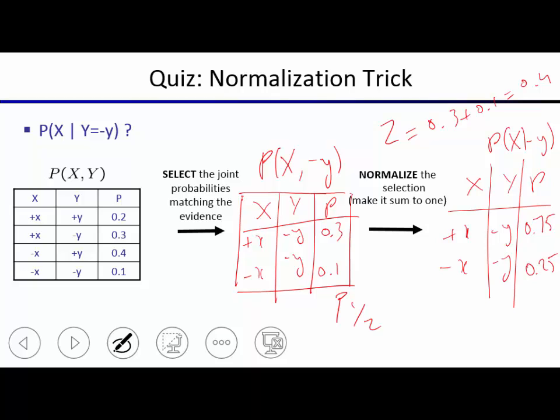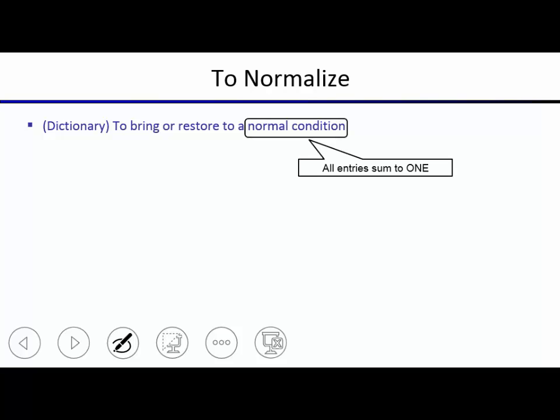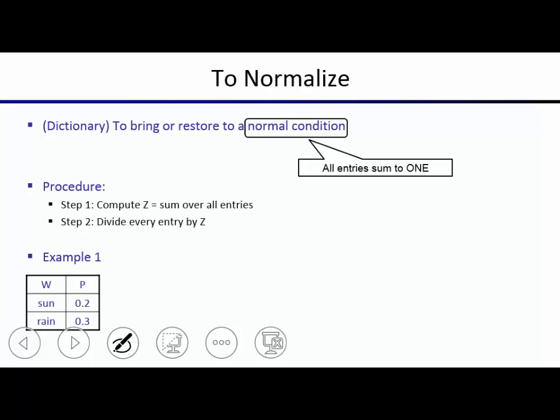Okay, why do we call this the normalization trick? Normalizing, what does it mean in general? It means restoring something to its normal condition. What do we mean with normal condition when we are talking about probability distributions? It means we want everything to sum to 1, because that's what a probability distribution is like. So we end up with a table where things didn't sum to 1. Normalizing that table means making everything sum to 1. So you compute z, your normalization constant, as the sum over all entries, divide every entry by z, and you've normalized your table.